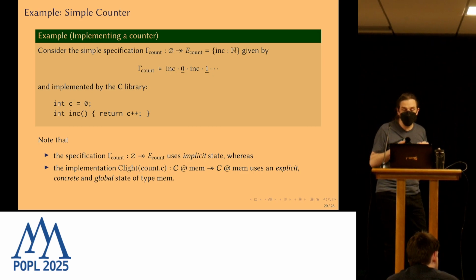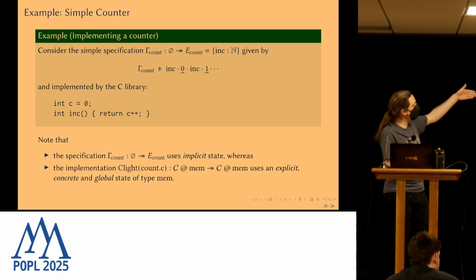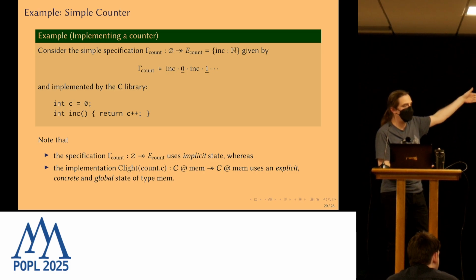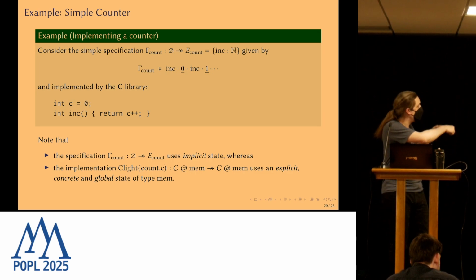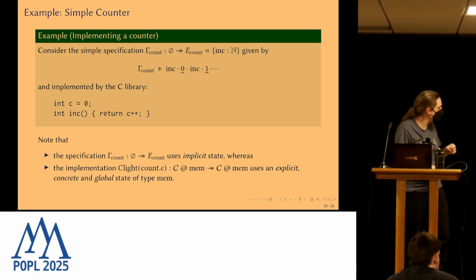So what you can remark here is that our specification uses an implicit notion of state, right? Whereas, of course, our C semantics are going to tell you how like the variable C is going to be modified by this code and so on and so forth.